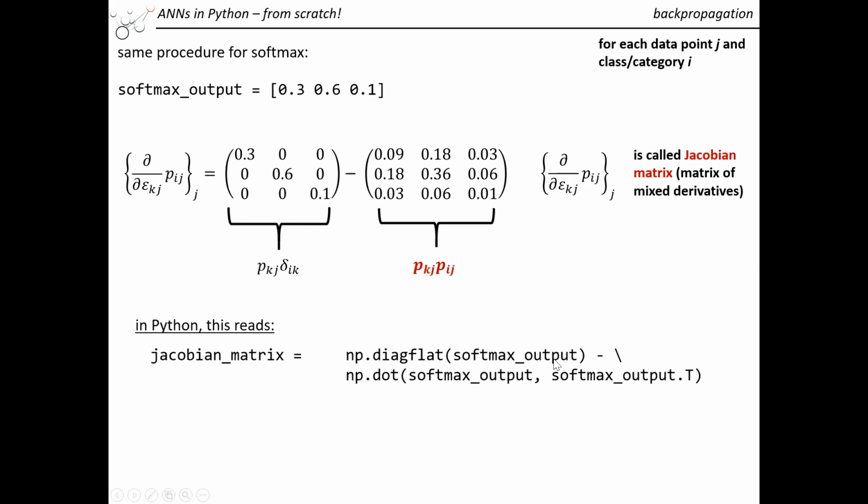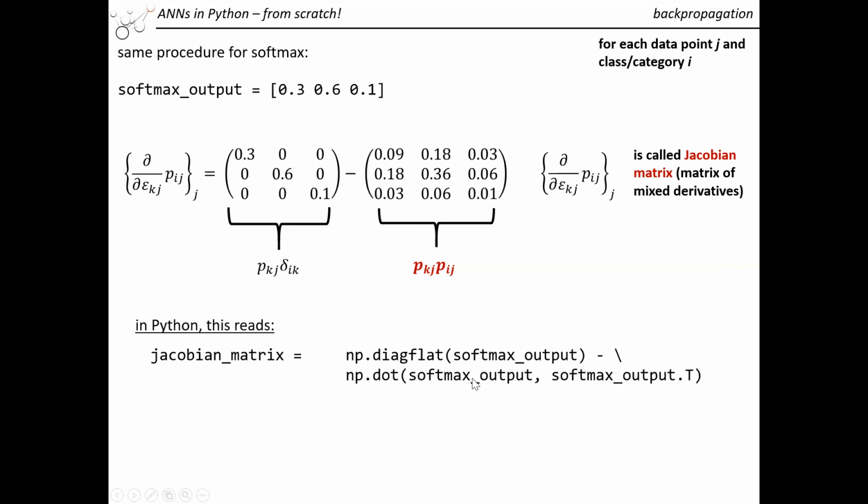So we just take the output of the softmax layer. And remember, this is just for one particular data point, so this is just a vector. The entire softmax output, however, is a matrix, so this is just one row of this matrix. And that turns into a square matrix. Every data point is just this particular row, and due to these mixed derivatives, this row now turns into a square matrix. So we have the diagonal matrix, which we can create with this command here.